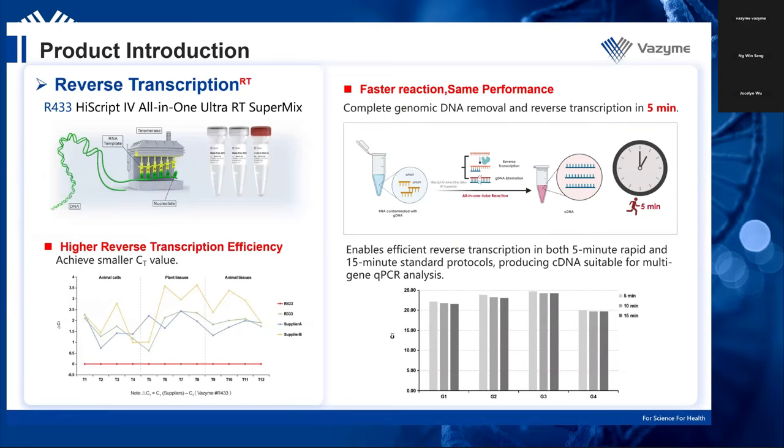Next, we'll move on to reverse transcription. This is the step where we turn the RNA into your cDNA. For this, we have R433. R433 is good. One of its features is high reverse transcription efficiency, so it allows you to achieve a smaller CT value. And then the reaction is very, very fast. It takes only 5 minutes from after you load your RNA and your reverse transcription master mix into the machine. It takes only 5 minutes for the reverse transcription. It's very, very fast.